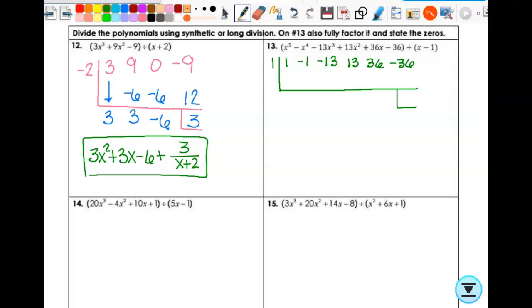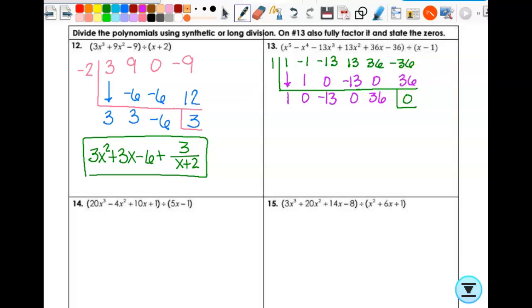So since I can fully factor it, that does tell me that x minus 1 should be a factor of this, which also means that my remainder should be 0. I don't necessarily have to put that in there right now, but if I don't get 0, I did something wrong. So I bring down my 1, 1. 1 times 1 is 1, that's 0. 1 times 0 is 0, negative 13. 1 times negative 13 is negative 13. That's 0. 1 times 0 is 0. 36. 1 times 36 is 36. I do get 0, just like I expected.